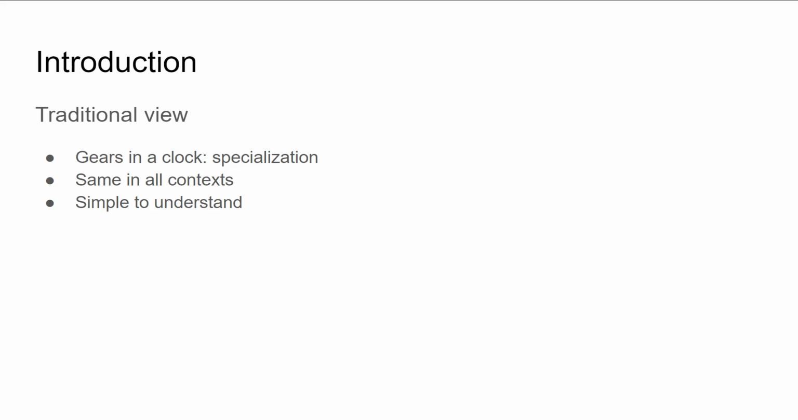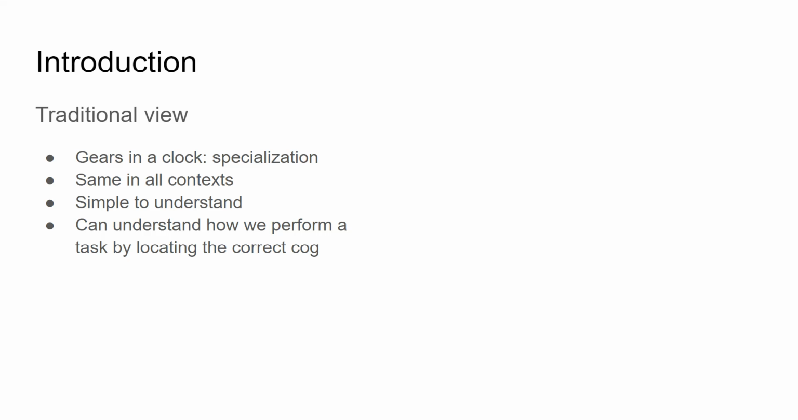These are very simple to understand neurons, which is why they're the traditional view when you're thinking about the brain. That's a really complicated thing, so you have to make some simplifications, and this is the most simple you could get. So if you want to understand how you do some task, like how do we identify clocks, all we got to do is go find the clock neuron.